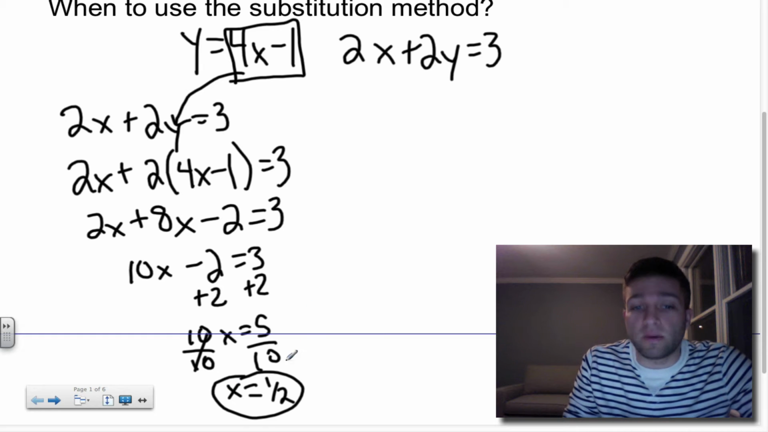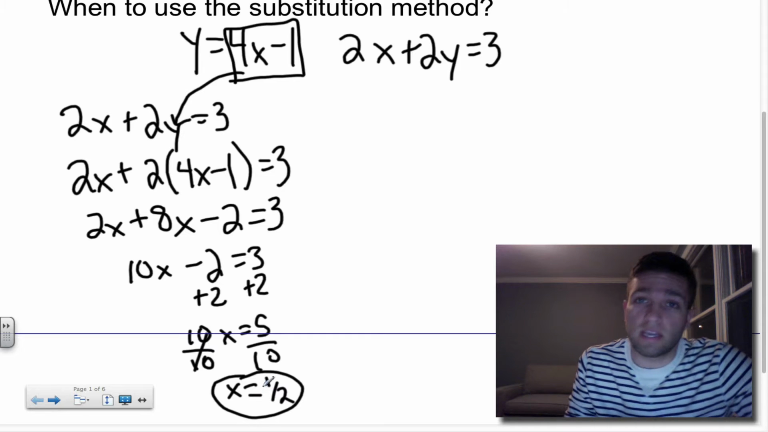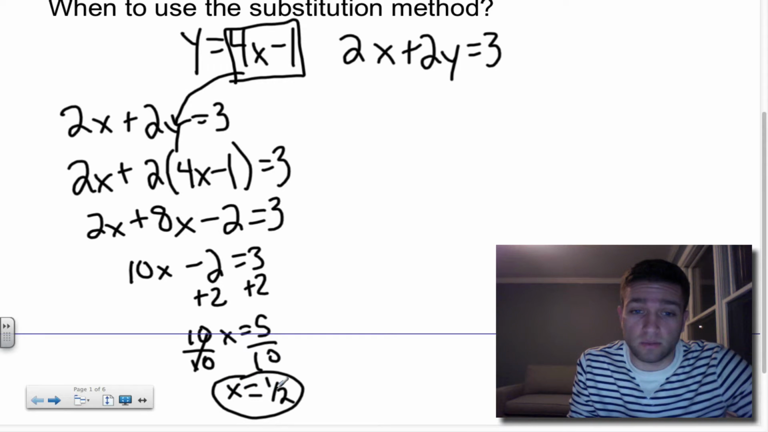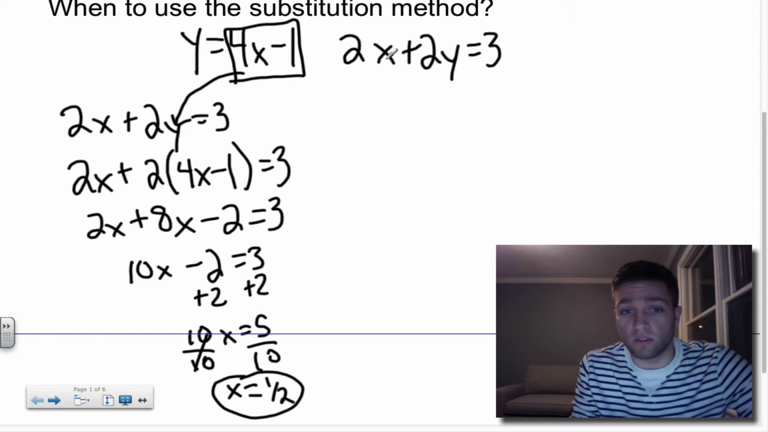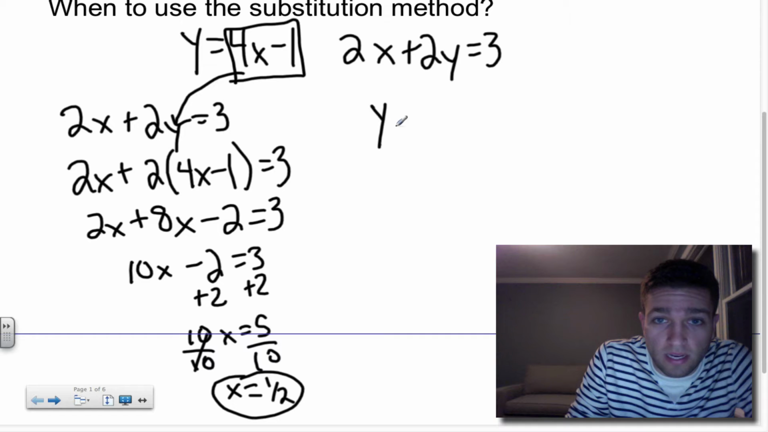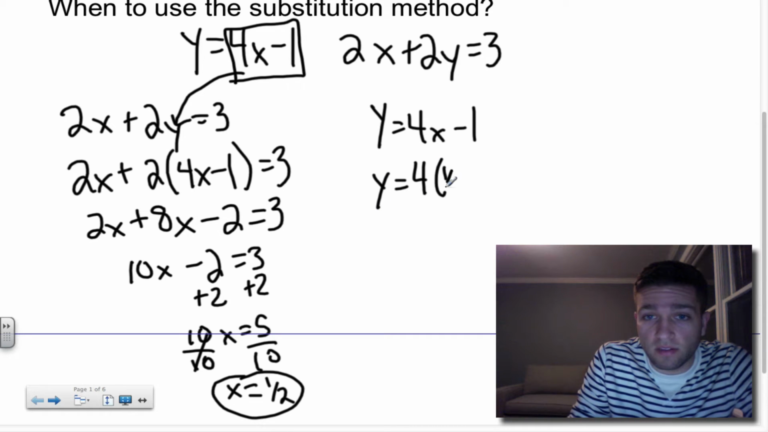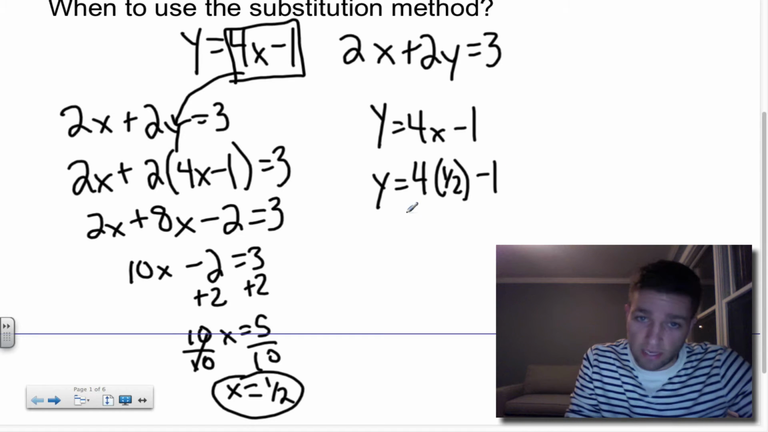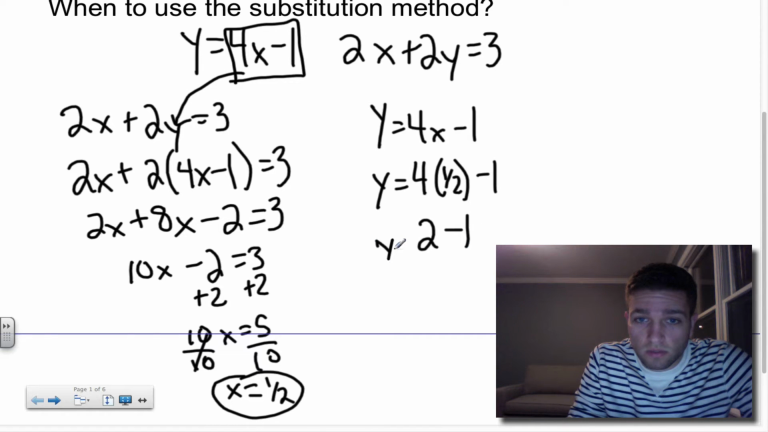So now I know what x equals, so I can use this information to help me find out what y equals. The way I can do that is I can take my x equals a half, and I can plug it in to any of my original equations, either this one or this one. And then when I plug that in, I'll have what y equals. So I'm going to use y equals 4x minus 1. And I'm going to substitute in 1/2 for x. Now I've got one variable, and I can solve very quickly. 4 times 1/2 is 2. So I've got y equals 1.